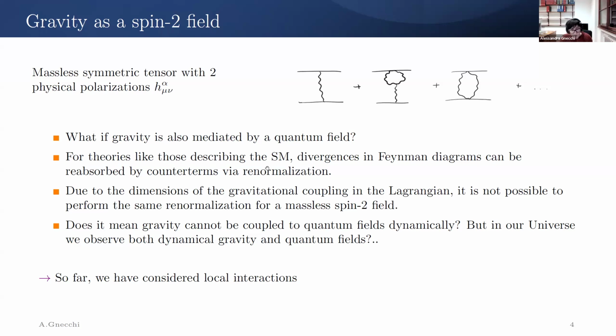However, as you all know, the main problem is that, differently from the case of the standard model interactions, all the divergences in Feynman diagrams that can be reabsorbed through renormalization for standard model interactions cannot be reabsorbed in the case of gravity. Trivially, the interactions diverge just by power counting. And so we face an important no-go in trying to quantize gravity the same way we quantize interactions in the standard model.